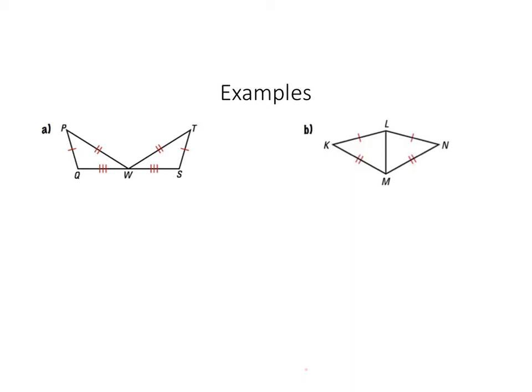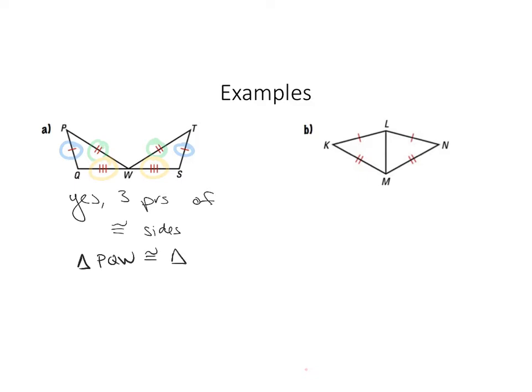In example A, we have 1, 2, 3 pairs of corresponding sides that are congruent. So we do know all three sides of both triangles, and so the answer to this one is yes, these two triangles are congruent because there are 3 pairs of congruent sides. And the other thing you are supposed to do in your notes is to write a congruency statement. So remember, it doesn't matter which order I write the 3 vertices of the first triangle, so let's call it triangle PQW, for example.